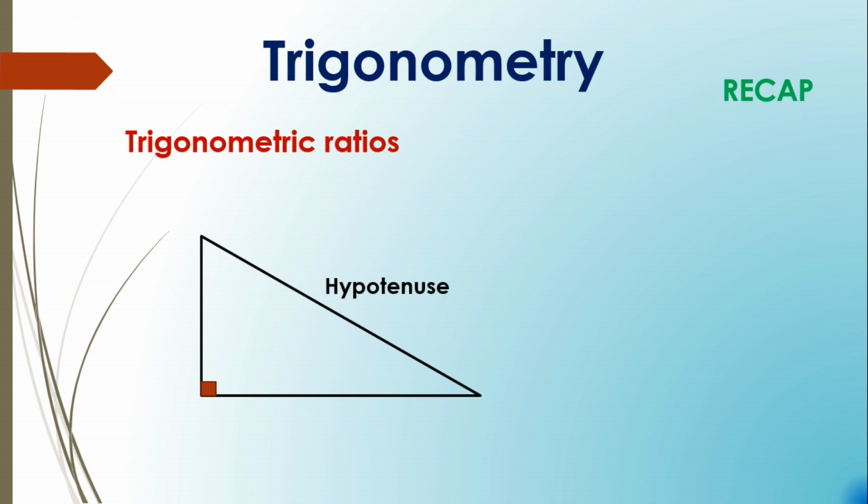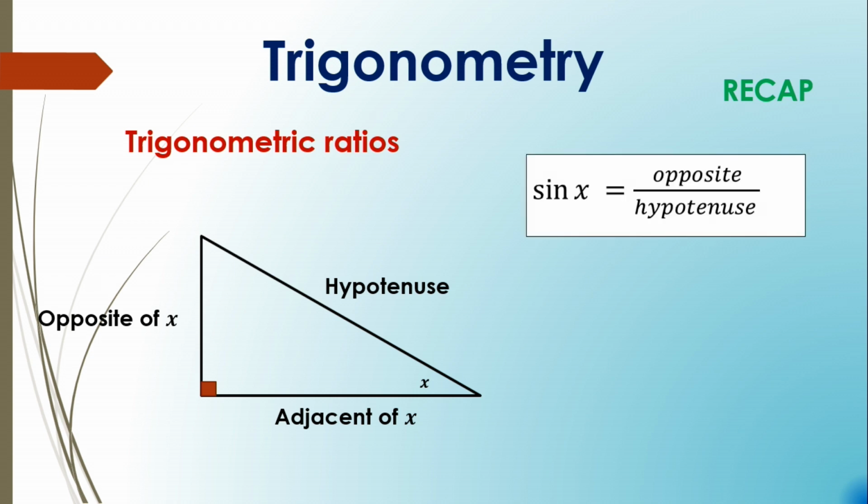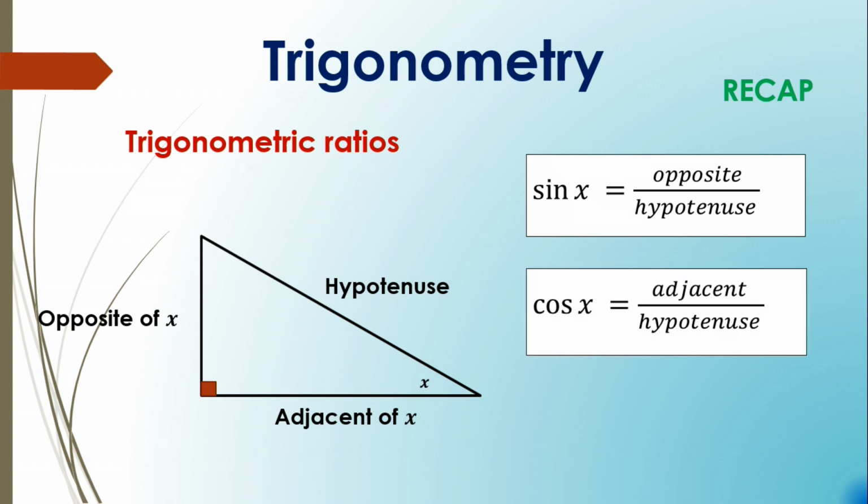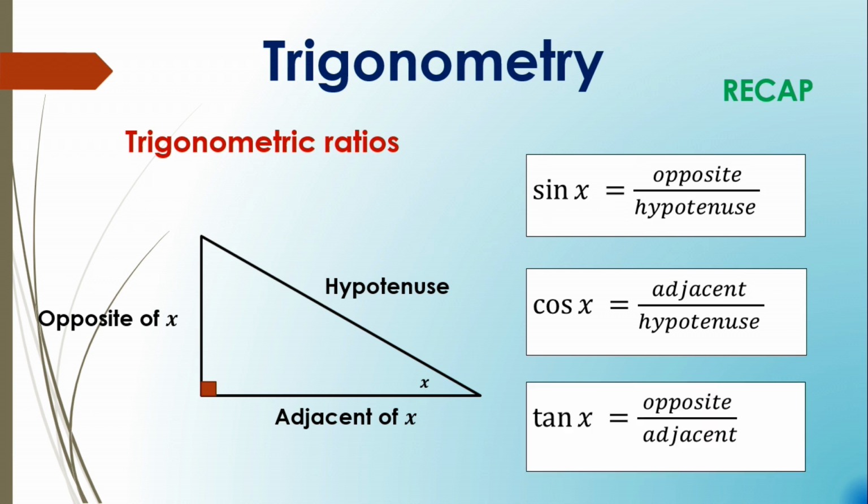In the first part, we talked about a right angle triangle, the longest side, which is called the hypotenuse. If we have an angle x inside the triangle, then the side which touches the angle x is called the adjacent side, and the side which is opposite to the angle x is called the opposite side. Then you were introduced to the 3 trigonometric ratios, namely sine x equal to opposite over hypotenuse, cos x equal to adjacent over hypotenuse, and tan x equal to opposite over adjacent.